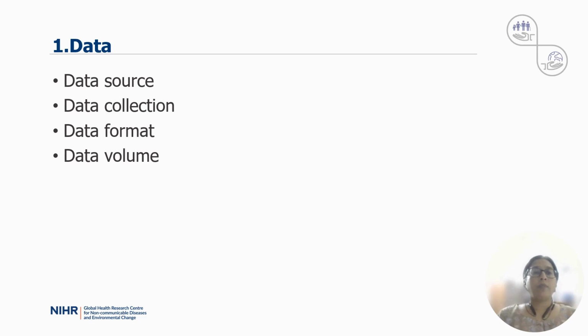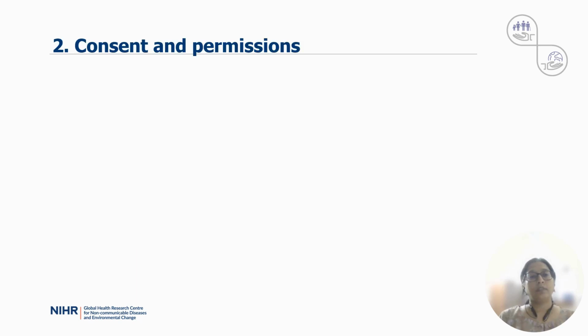So in summary, about data, you need to know about the sources, the way you're collecting, the format, and the volume in which the data is going to accrue. Now let's move on to the second factor. This is about consent and permissions.